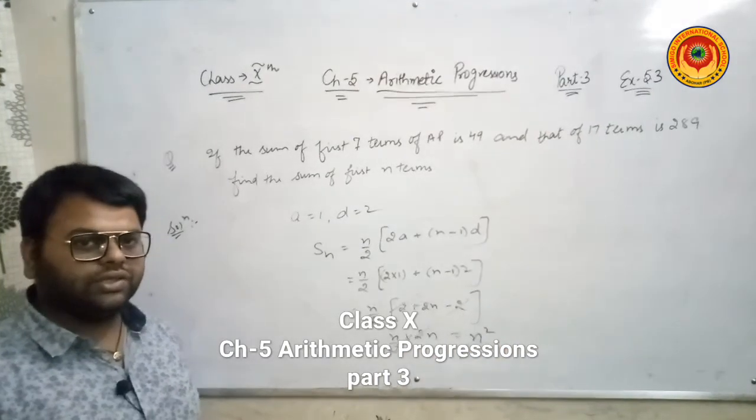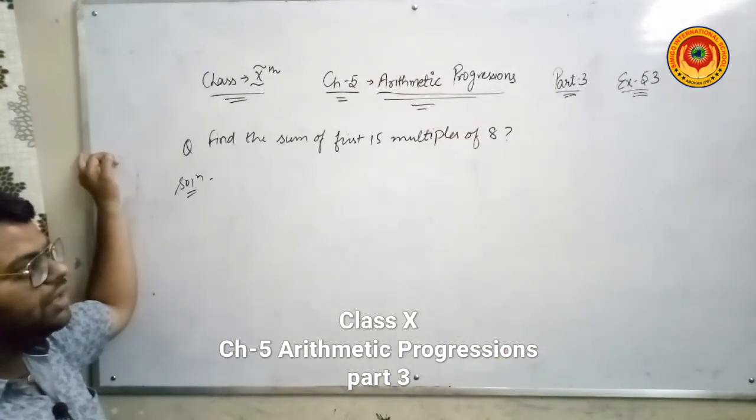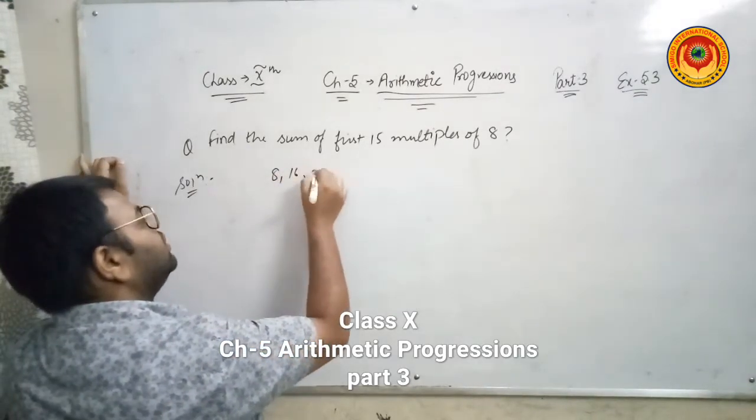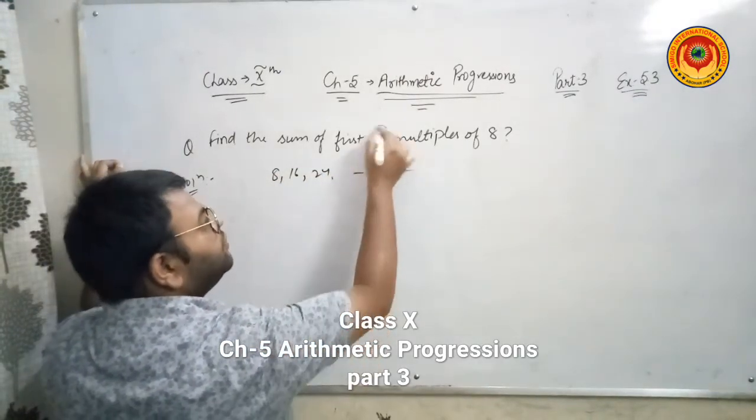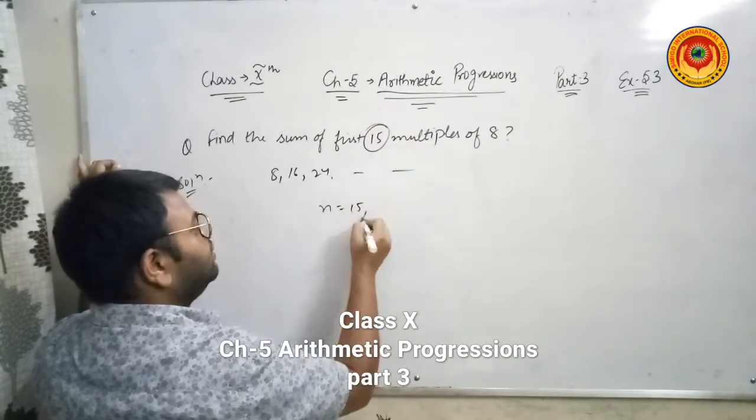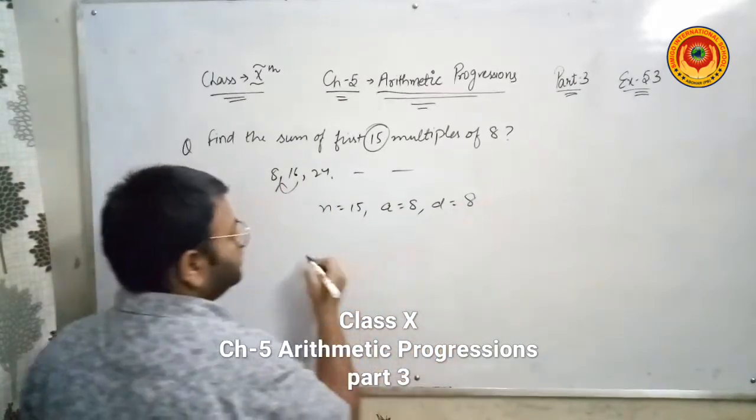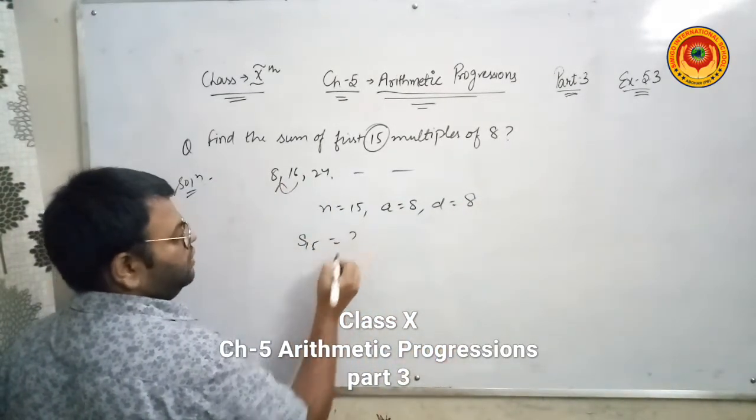So now next question. Question is find the sum of first 15 multiples of 8. Multiples of means 8 table. 8, 16, 24 and so on. 15 multiples. That means n is 15. a is 8. What is your common difference? 16 minus 8, 8. Find out S15.